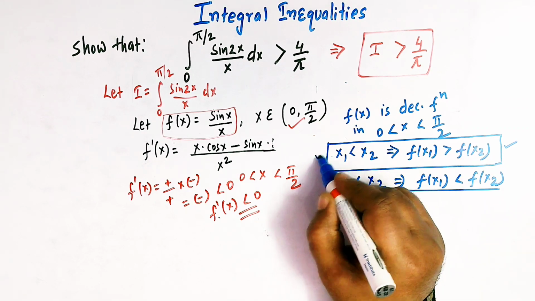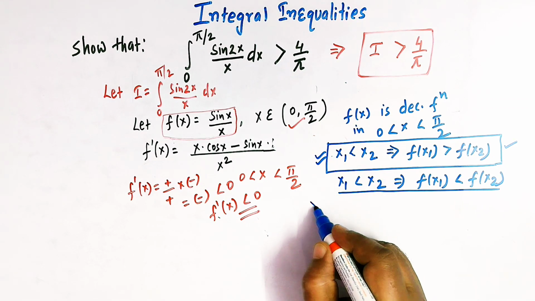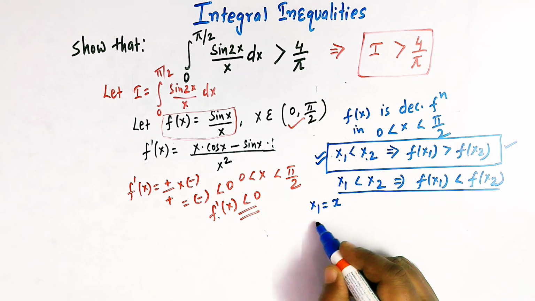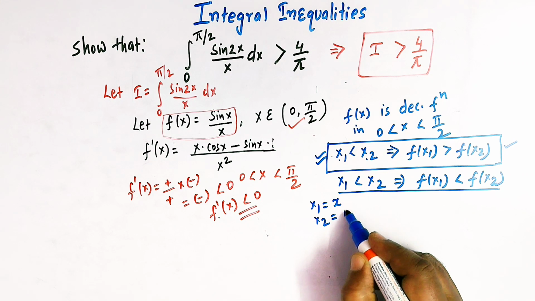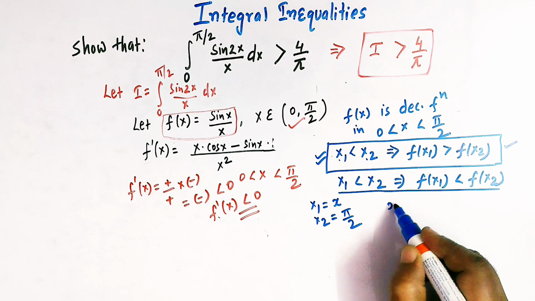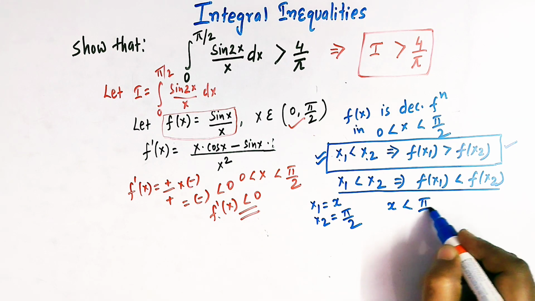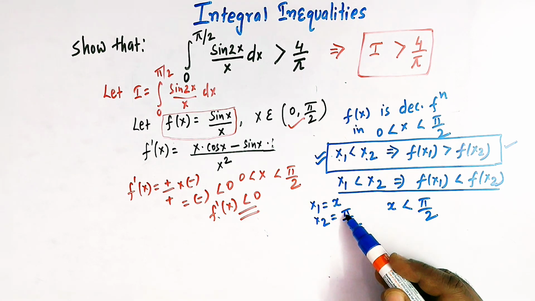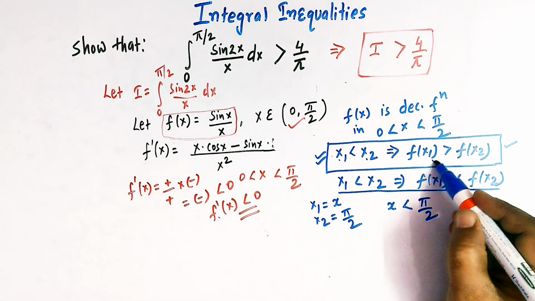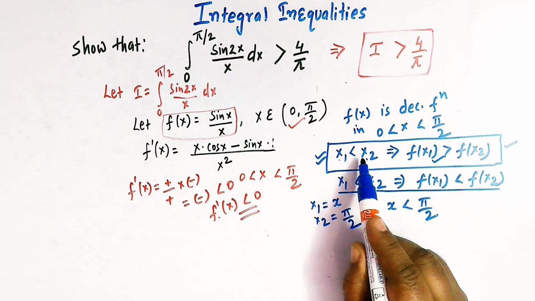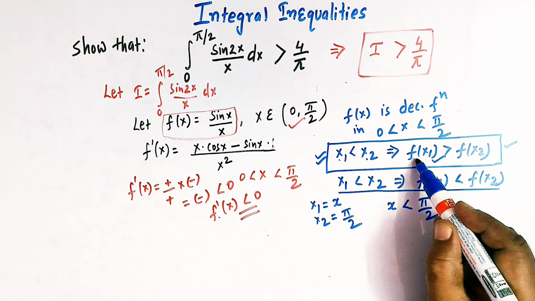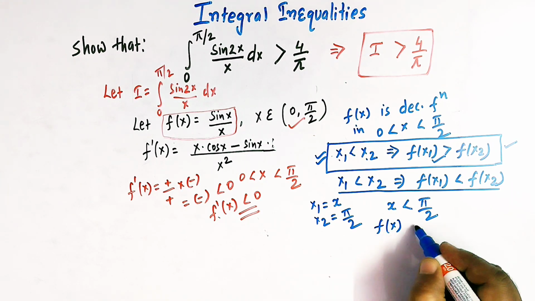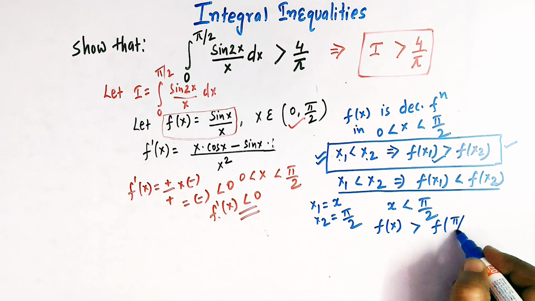So we'll consider this one, right? Now let us take x1, this point as x, and this point, that is x2, as pi by 2, right? So we'll write x less than pi by 2. For x1 we will write x, for x2 we will write pi by 2. Now applying this property, that is when x1 is less than x2, then f of x1 is greater than f of x2. So we can now write f of x is greater than f of pi by 2.